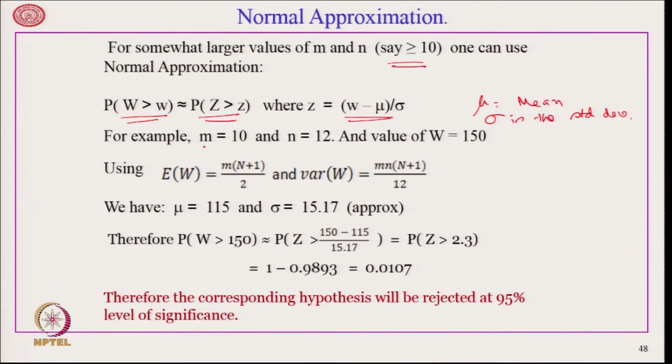So, for example, when m is 10 and n is 12 and suppose the sum of ranks of x is 150. The question is whether we are going to accept the null hypothesis or reject it. Since the expected value of w is equal to m into m plus n plus 1 by 2 and the variance of w is equal to m n into m plus n plus 1 by 12, therefore mu is equal to 115 and sigma is equal to 15.17. Therefore, probability w greater than 150, after making the normalization, is coming out to be the probability that a standard normal random variable z is greater than or equal to 2.3.